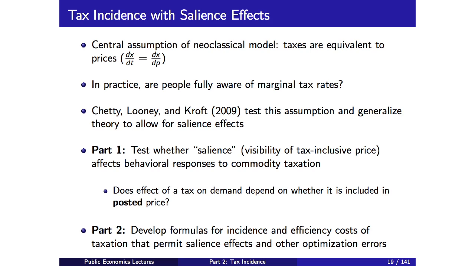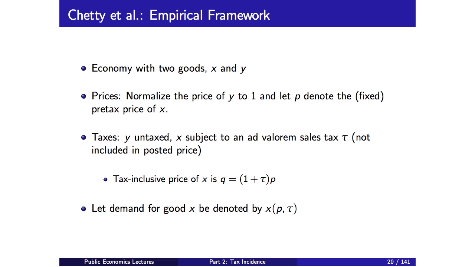Does the effect of a tax on demand depend upon whether it's included in the posted price that you see on the shelf of a grocery store or on a restaurant menu, for example? And then in the second part, we're going to develop formulas for incidence and efficiency costs of taxation that permit these salience effects as well as other optimization errors. So let's start with the empirical work.